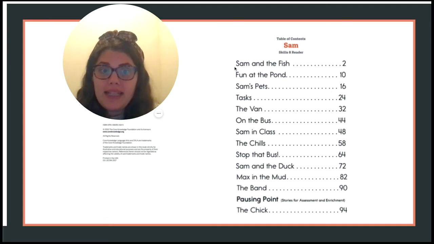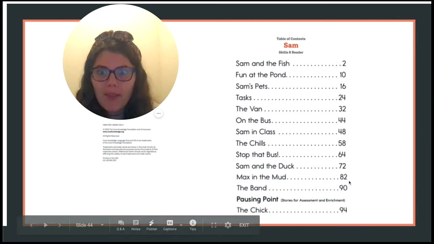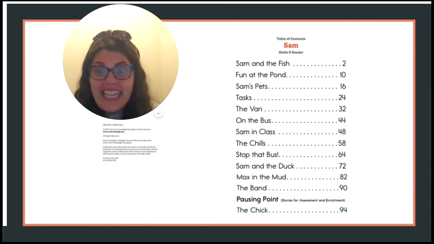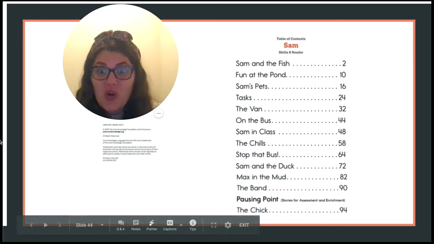So Keeble Cubs, tell me, Sam and the Fish is the first story, the one that we're going to read today. And what page number does Sam and the Fish start on? It starts on page 2. That's right. And Keeble Cubs, can you tell me what's the total amount of stories in this whole big book? Count them all up. There are 13 in all that we're going to get to read in the book. That's a lot of stories.